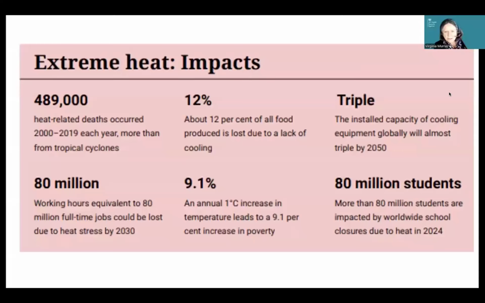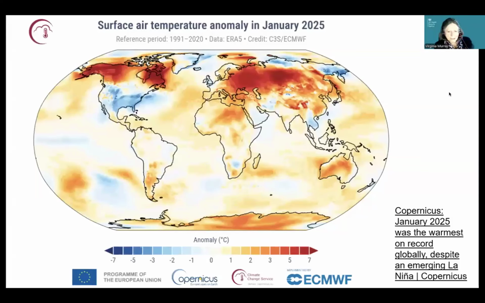So we know that the extreme impacts from heat include many deaths, a reduced amount of food, the problems with expensive installing cooling capacities, that millions of hours are lost by workers, and that there's a real chance of increasing poverty for every 1 degree C, and that 80 million students are impacted by worldwide school closures due to heat as recently as 2024. And on top of COVID, this really makes it very difficult. But the images about heat are truly frightening.